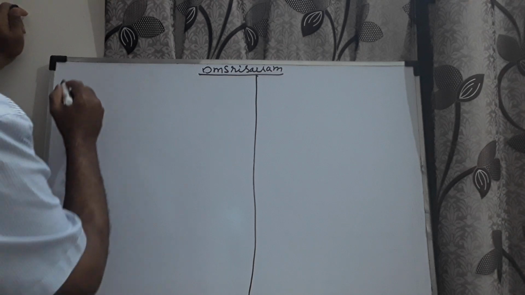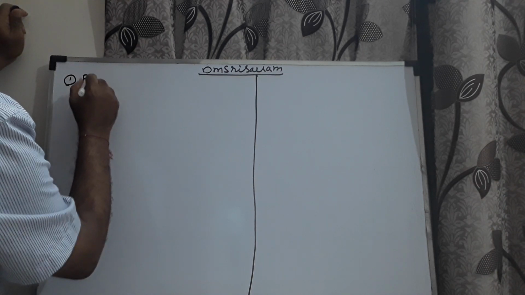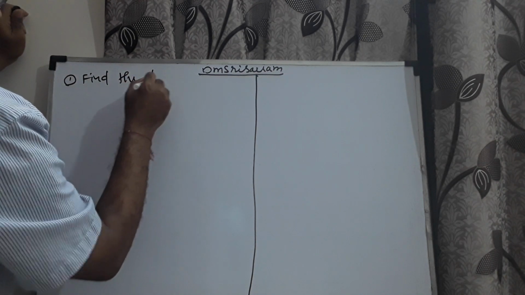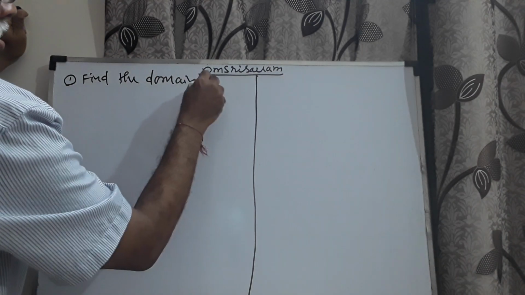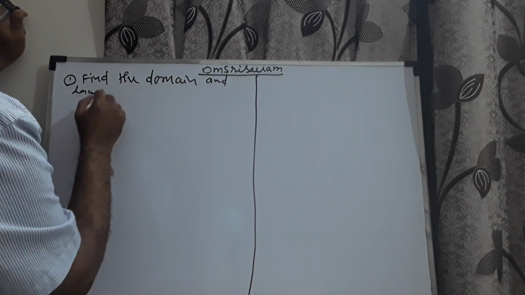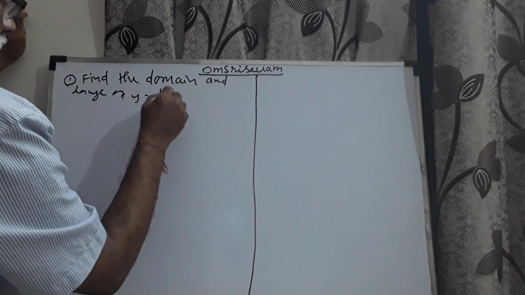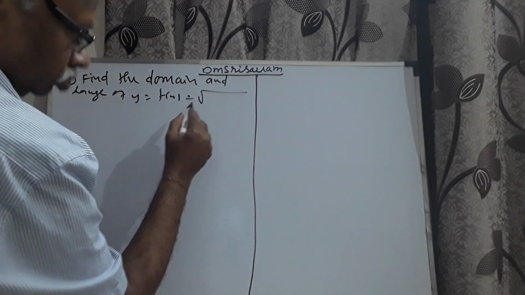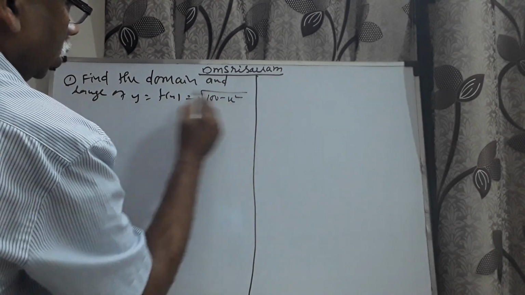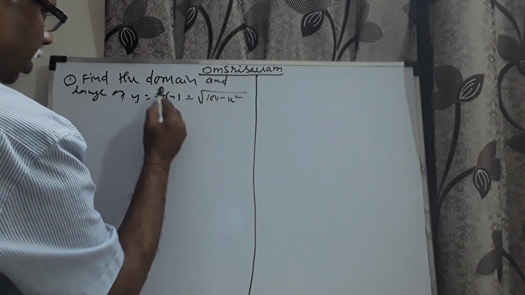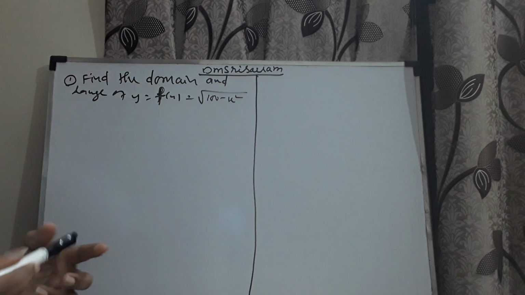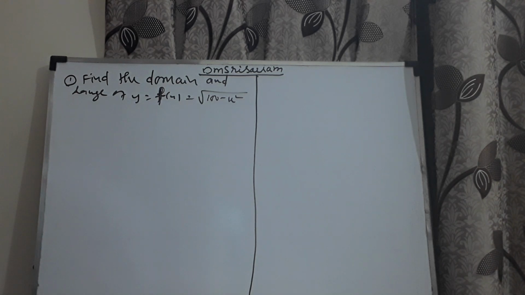Find the domain and range of y is equal to f of x equal to root of 100 minus x square. I'll tell you the easier method wherever possible. I'll tell you the general rule behind any such problem that will be easier for you to apply your mind in a quicker way in your examinations. If it is MCQ, you'll be able to put a tick mark quickly.